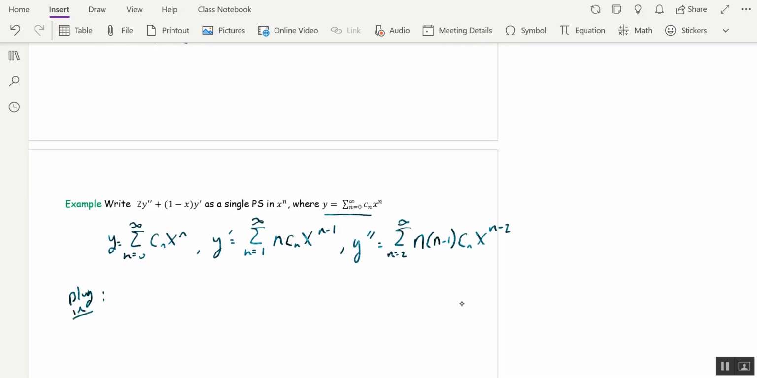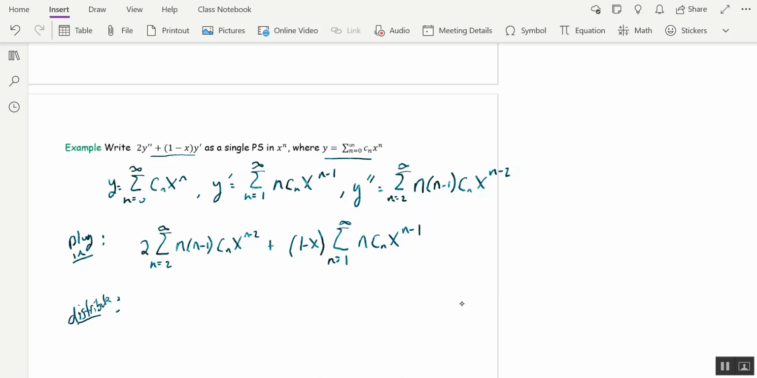Okay, then I plug in. So I'm plugging in y double prime and y prime into this expression. All right, so I get 2, and then y double prime is the sum, n equals 2 to infinity of n minus 1 c_n x to the n minus 2. And then I have plus 1 minus x, y prime, which is the sum, n equals 1 to infinity of n c_n x to the n minus 1. Okay, now I'm going to distribute. So I'm going to distribute this 2, and I'm going to distribute this 1 and this negative x.